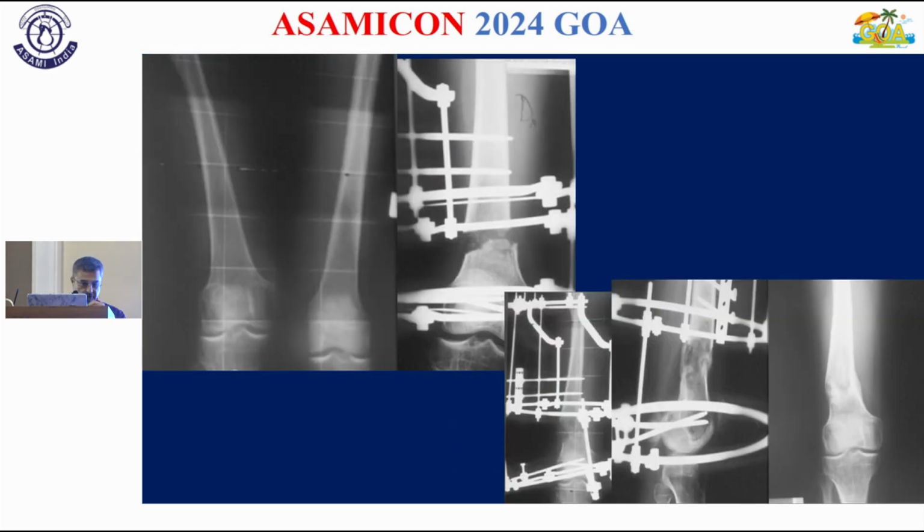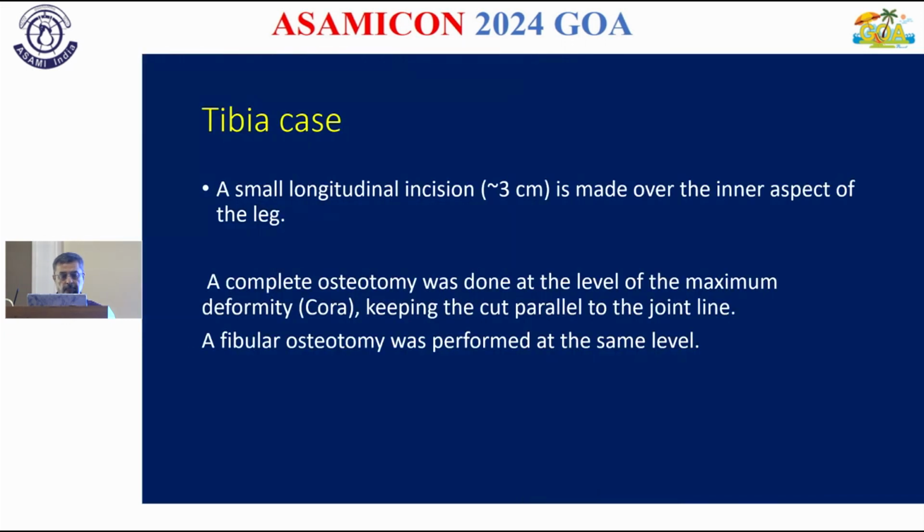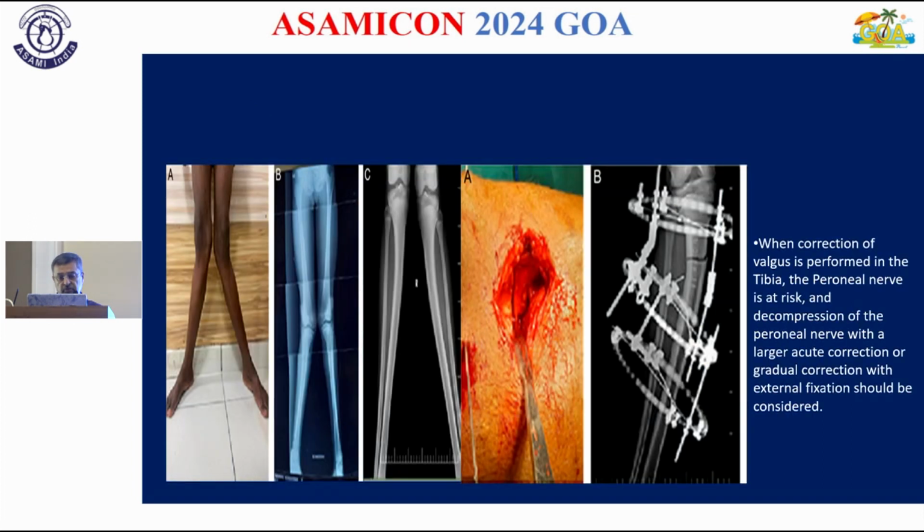Another case, sorry, I don't have the clinical pictures and the functional picture of this patient. So coming on to a tibia, in tibia you take a small longitudinal incision, and just like you do a correction of HTO, you have to do an osteotomy at the level of deformity, and you have also to do a fibula osteotomy, thereby you do a correction.